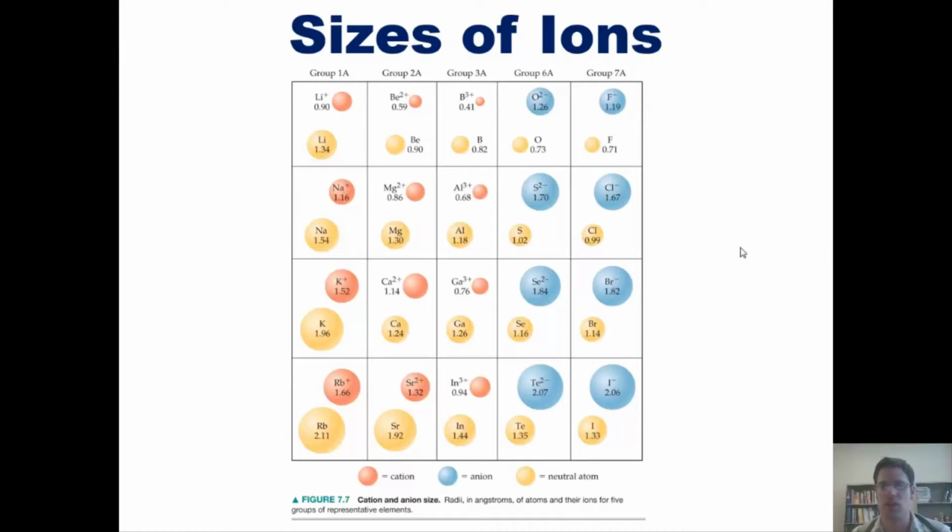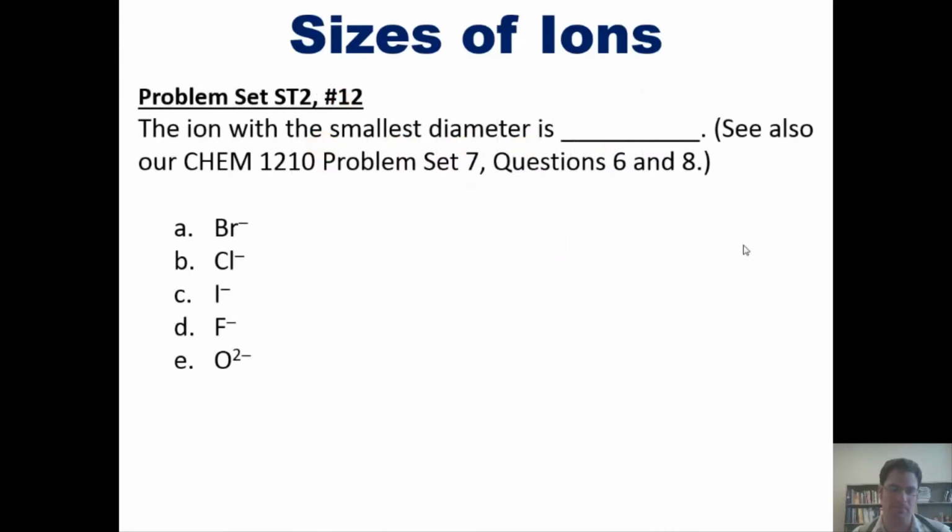That takes us to a series of questions then, beginning with this one. The ion with the smallest diameter, or size, is which of these?